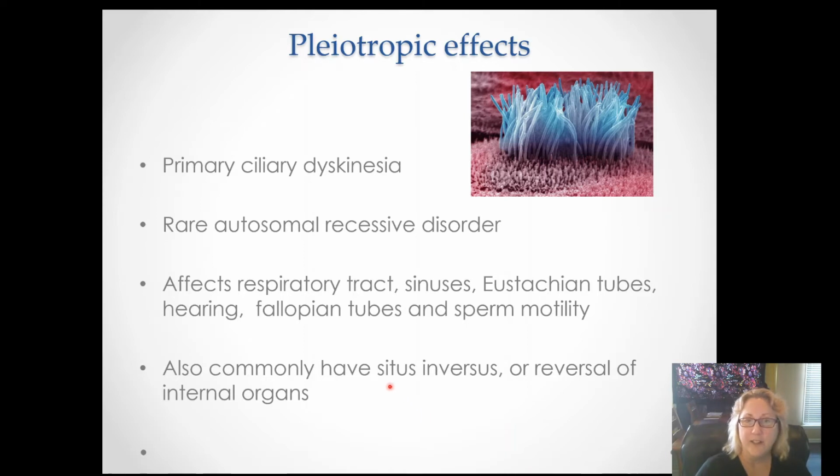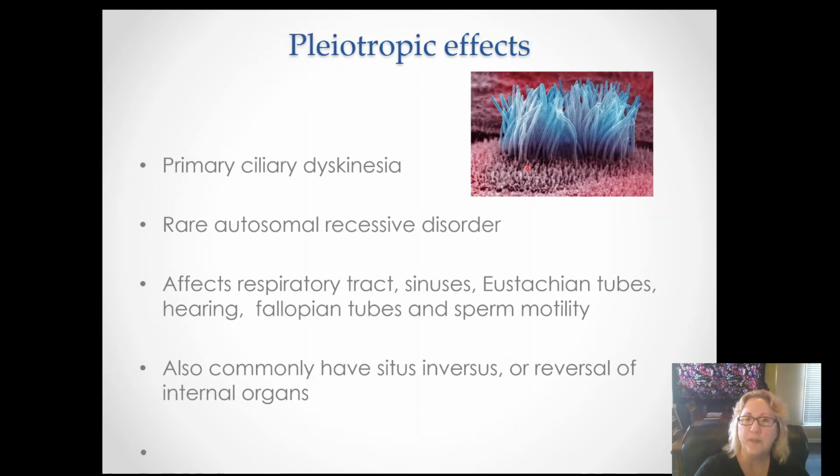And often these people seem completely normal, and this situs inversus is only discovered accidentally when they have an X-ray or something. So why should these go together? Why should individuals who have immotile cilia also have situs inversus? That was weird and didn't make any sense, which is why it was placed under the category of pleiotropic effects.